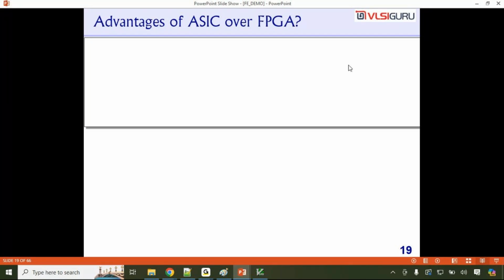Let us understand the advantages of ASIC over FPGA. Tell me, what is the first advantage? Low cost of manufacturing. What are the other advantages? Can you think over it and tell me? In FPGA also you can do. Okay, what is the other advantage?